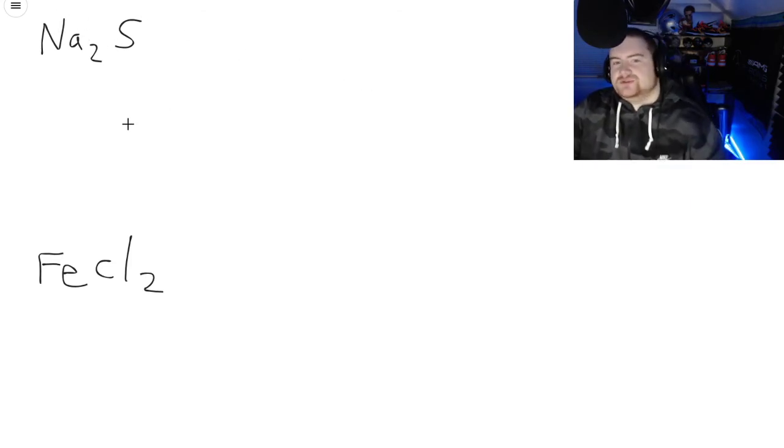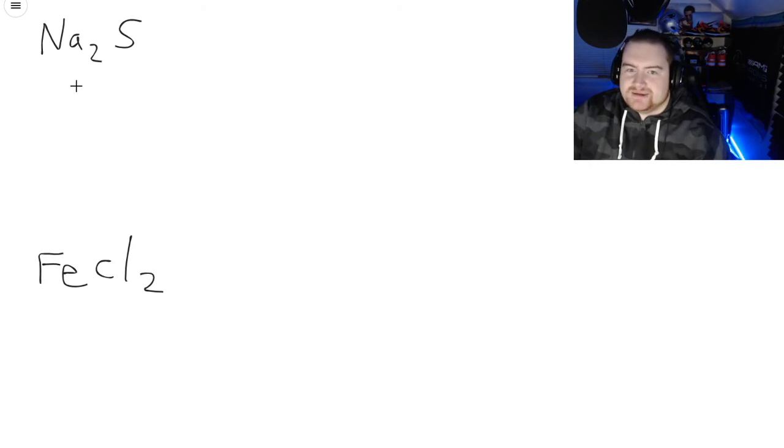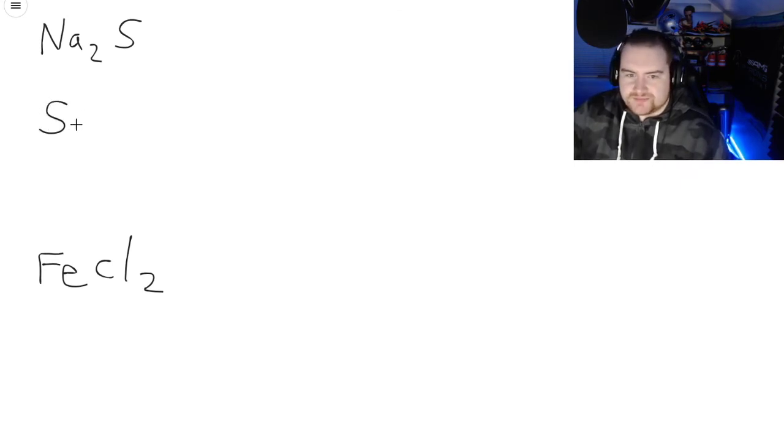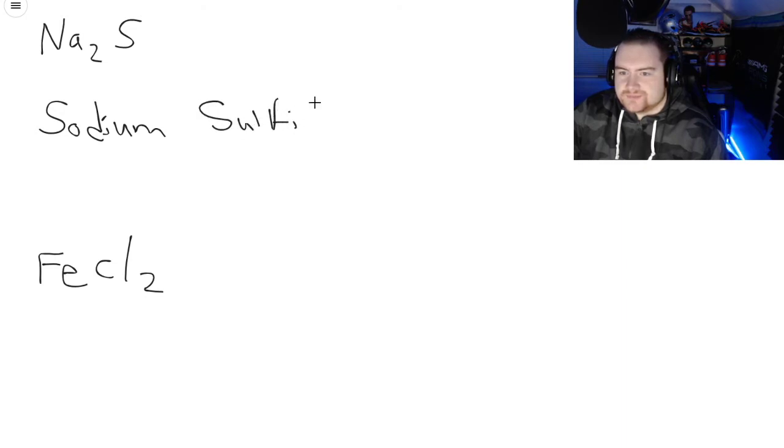First thing we're going to do is identify that this is a binary ionic compound because it has two elements. And when it has two elements, all that we have to do is write them out and change the ending to "ide." So Na is sodium, and S is sulfur. So what we have to do is change the ending of the sulfur to "ide." So that's going to be sodium sulfide for that.